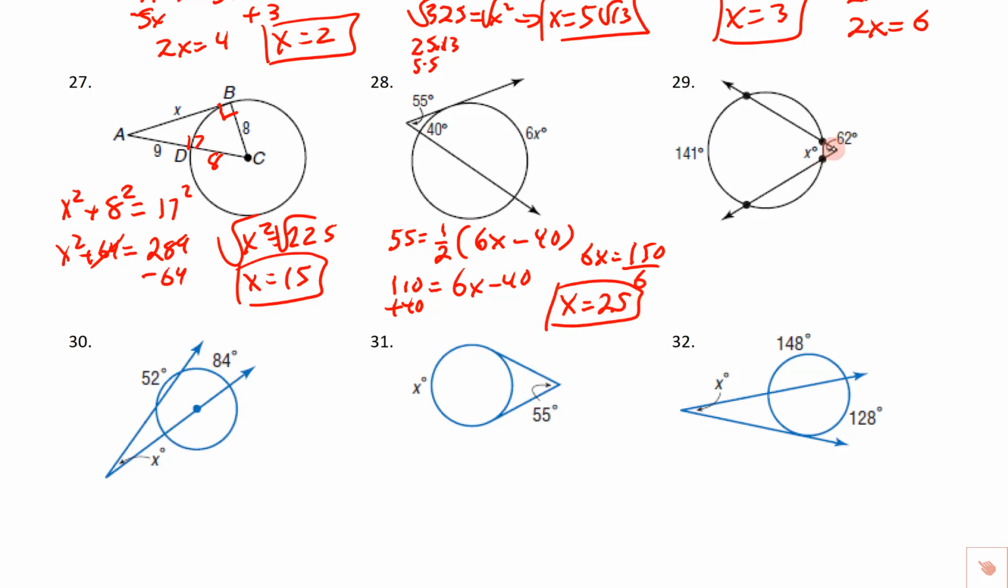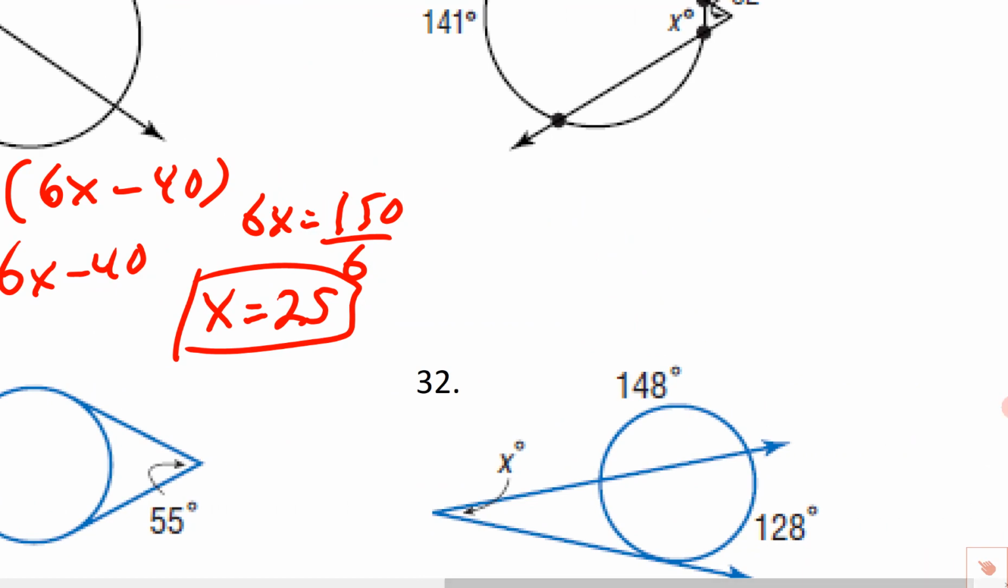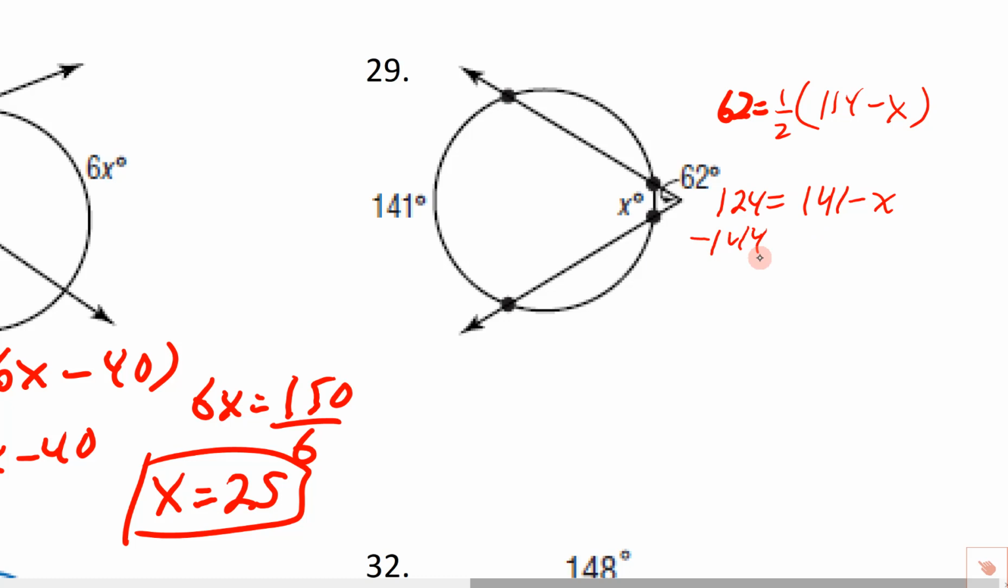And then on this one right here, again, also this is an exterior angle. I'll go ahead and blow this up just a little bit. Exterior angle, so it's going to be 1/2 of the difference of the big one minus the small one. So 62 is going to be equal to 1/2 of the big one, 141, minus the small one, which is x. So this is going to be, multiply both sides by 2. This is going to be 124 equals 141 minus x. Move the 141 to the other side. And then notice that we get a negative 17 here.